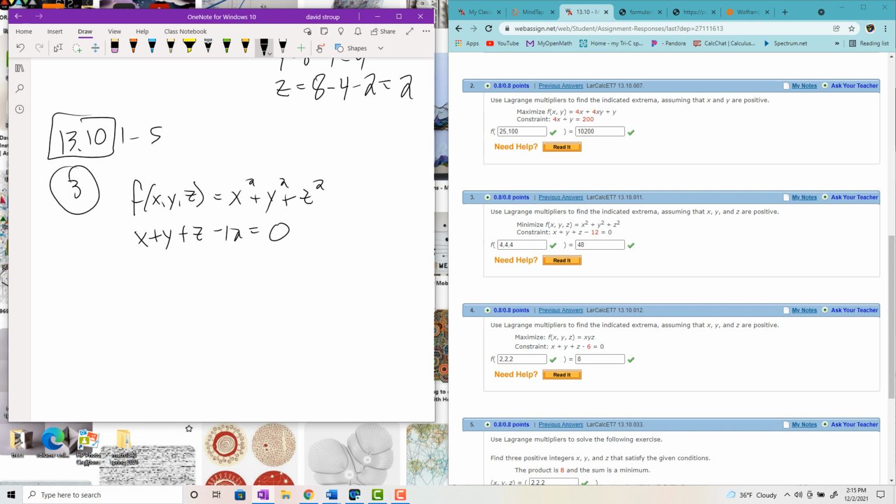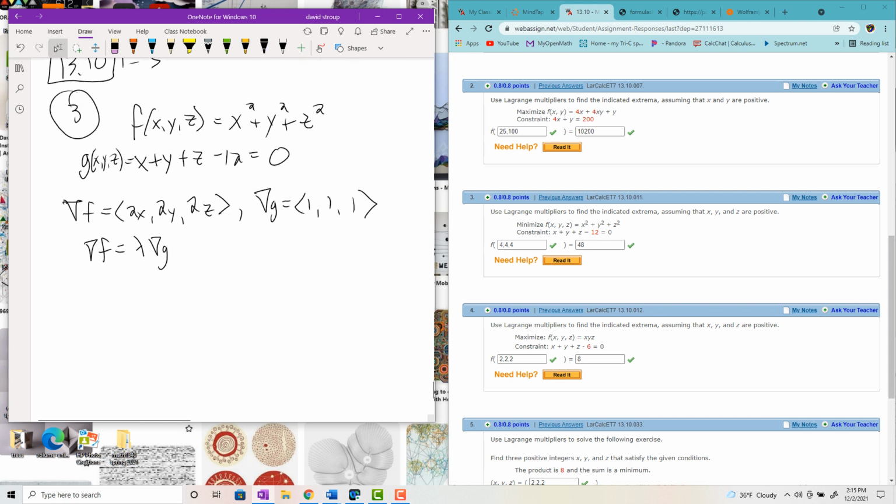Okay, so consider the second function, a function called g. And then we're going to get the gradients of each function. The gradient of f is 2x, 2y, 2z. And then the gradient of g is going to be 1, 1, 1. And then you set the gradient of f equal to a constant multiple of the gradient of g.